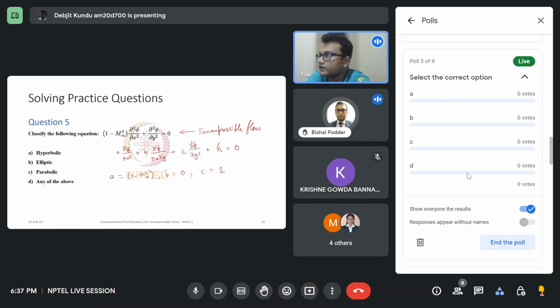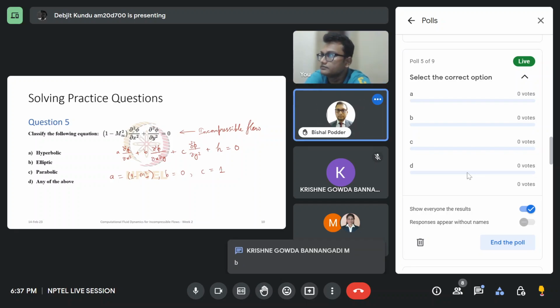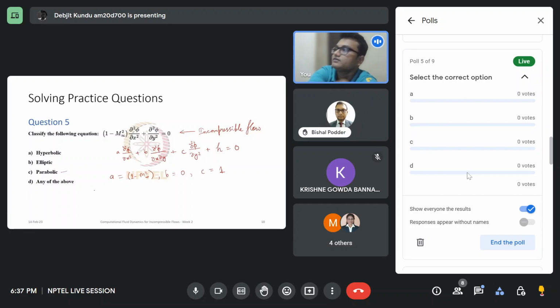How do we determine? So if m equal to 1, is it parabolic? Yes, if m equal to 1, you're saying parabolic, right? And if m equal to 0, it's elliptic. Okay. So let's have a look.